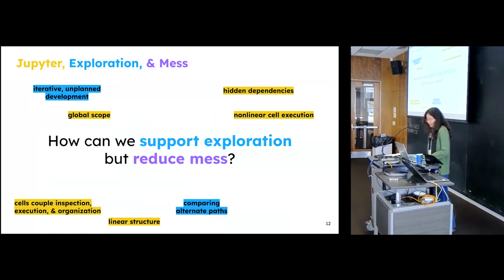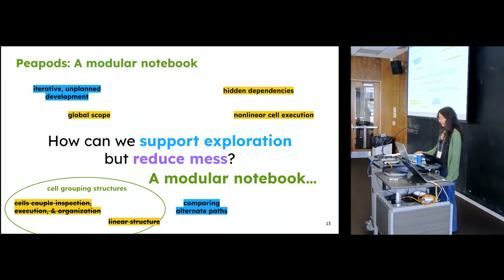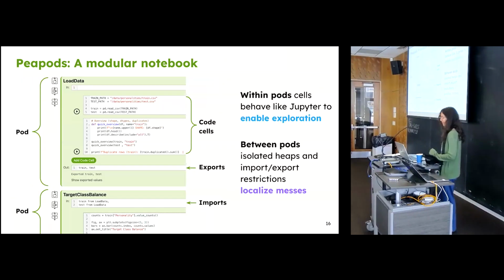So our approach is in the form of a modular notebook, which adds structures that group cells, introduces local scopes, and adds explicit dependencies and data flow restrictions. Okay, so this is what Peapods looks like, and in a Peapods notebook, you have pods, which are essentially sub-notebooks, and within a pod, code cells can be run in any order, just like in Jupyter, but between pods, we have isolated heaps and import-export restrictions that are intended to localize our messes.